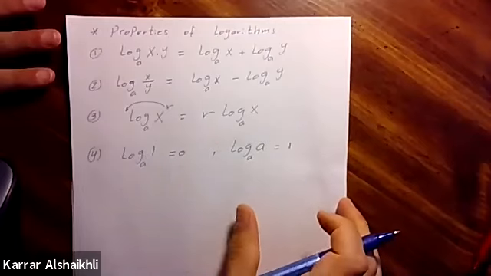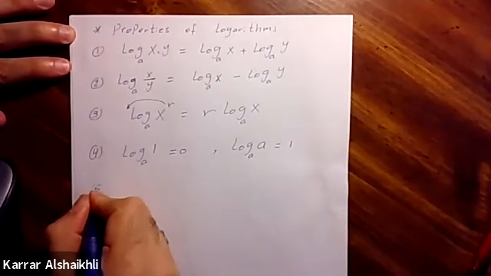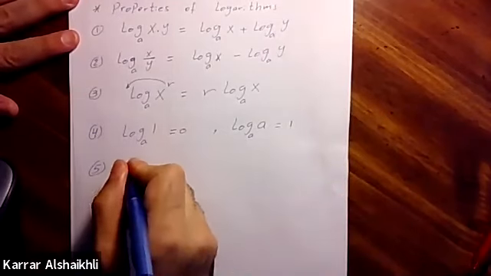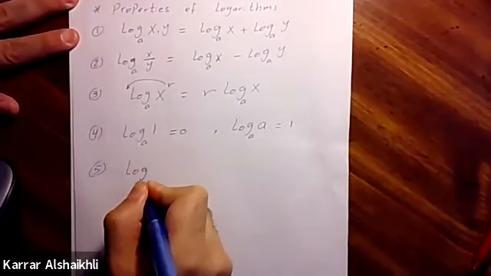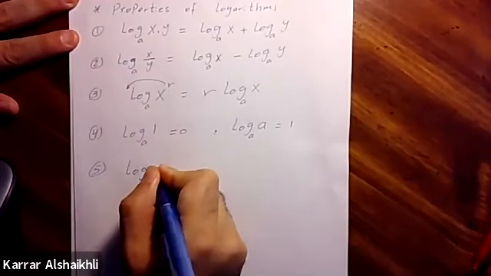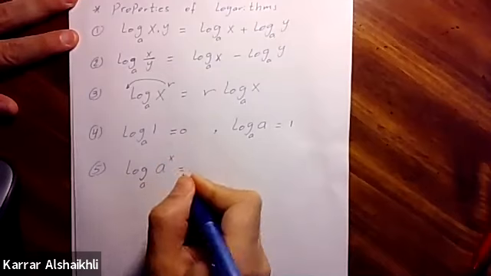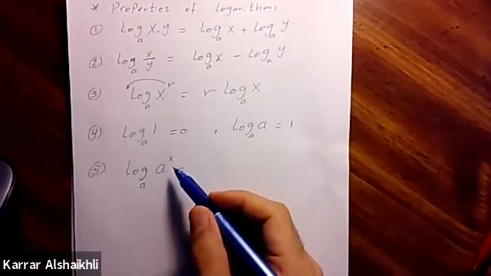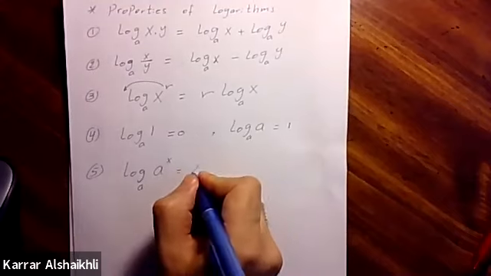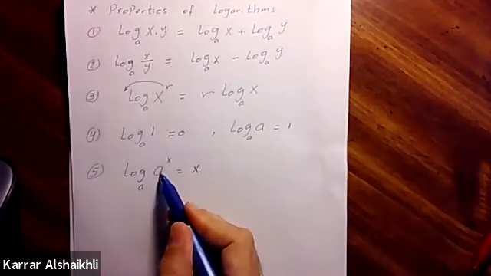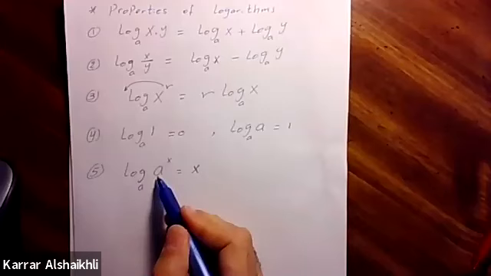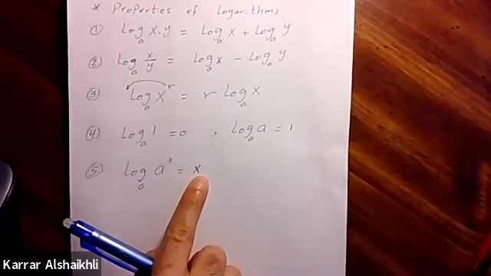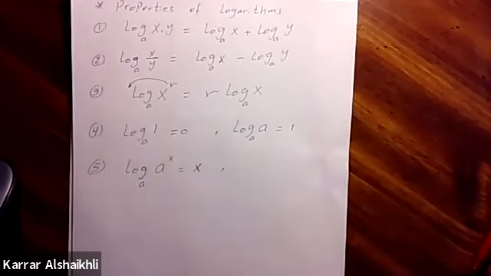This is rule number 4. Rule number 5 also has 2 parts. If you have log to the base a, and the number is a to the x. Now we have a number with x, so the result is going to be just x. If the number has the same base but there's an exponent, that means everything here is going to be 1, and the result is going to be just the exponent. This is the first part.